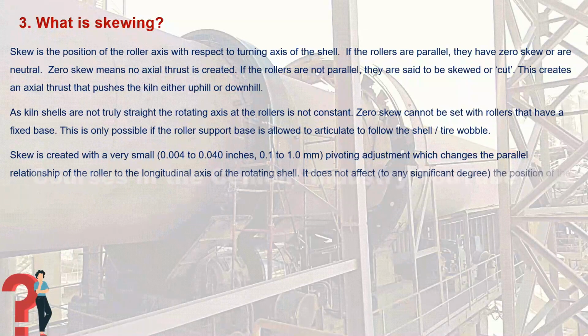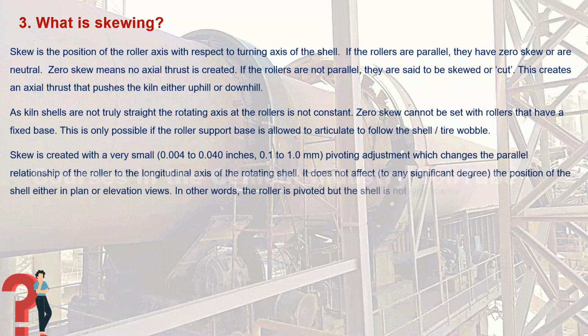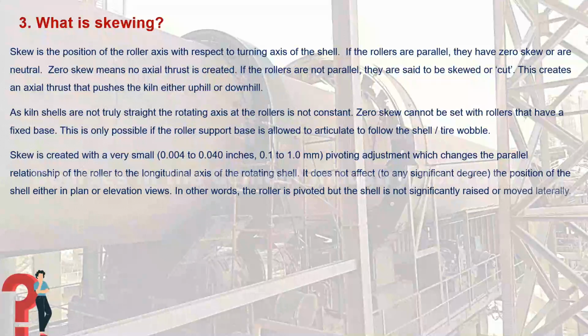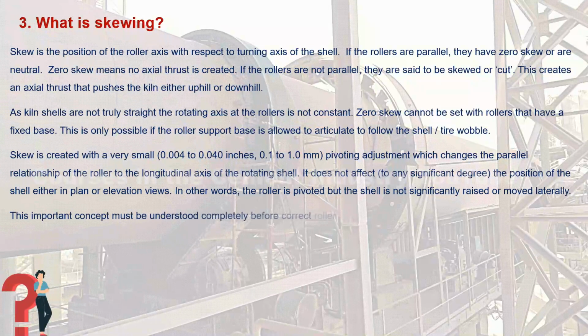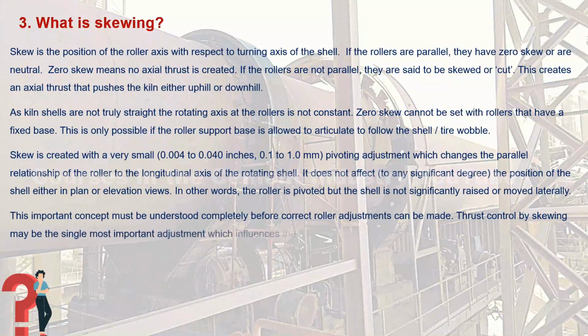It does not affect, to any significant degree, the position of the shell either in plan or elevation views. In other words, the roller is pivoted but the shell is not significantly raised or moved laterally. This important concept must be understood completely before correct roller adjustments can be made. Thrust control by skewing may be the single most important adjustment which influences the optimum mechanical operation of the unit.